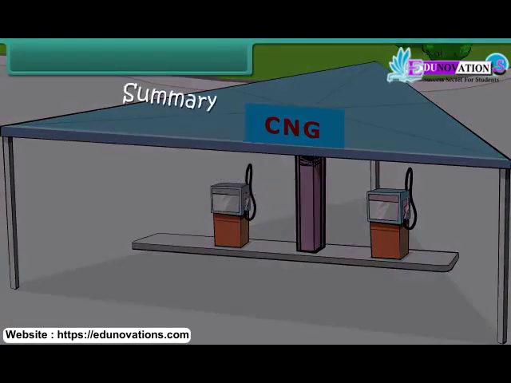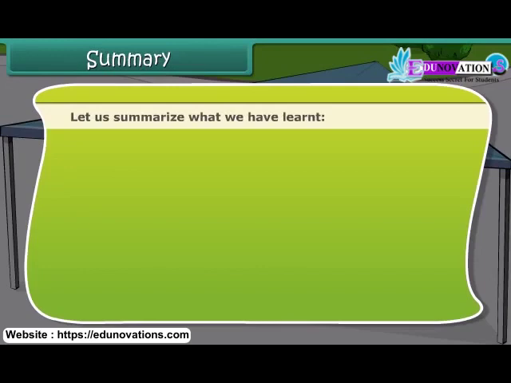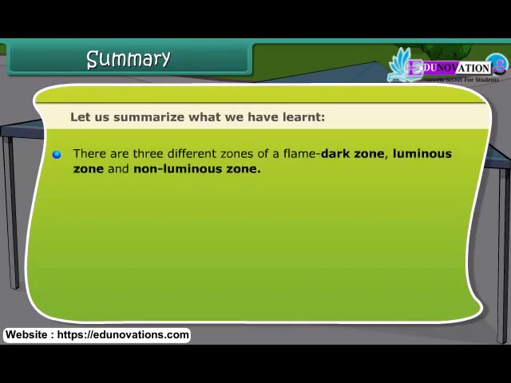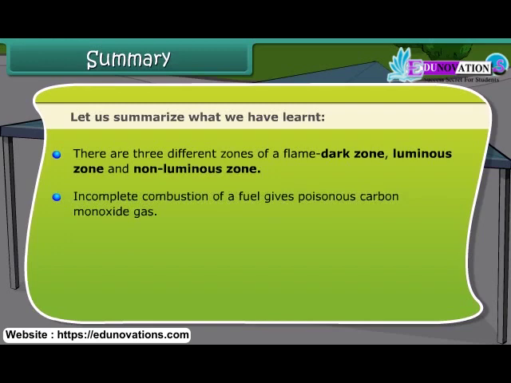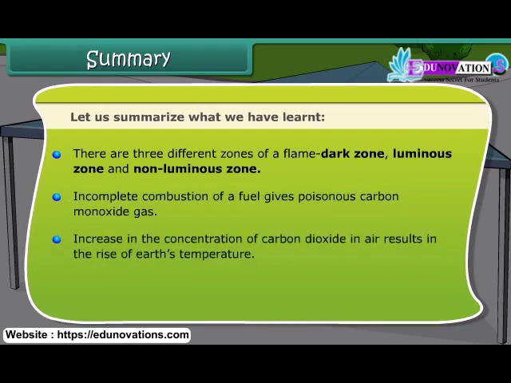Summary. Let us summarize what we have learned. There are three different zones of a flame: dark zone, luminous zone, and non-luminous zone. Incomplete combustion of a fuel gives poisonous carbon monoxide gas. An increase in the concentration of carbon dioxide in air results in the rise of Earth's temperature. Acid rain contains oxides of sulfur and nitrogen in a dissolved state.